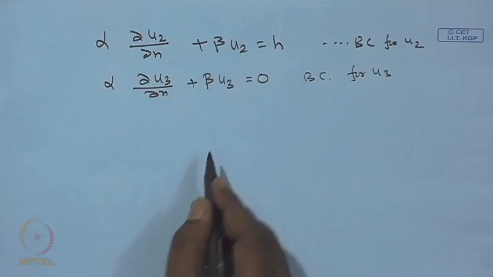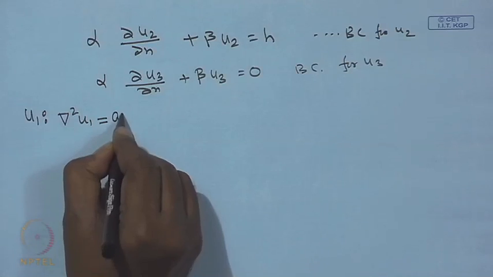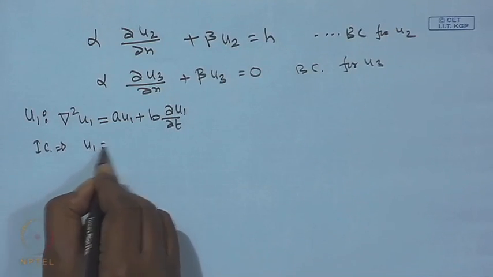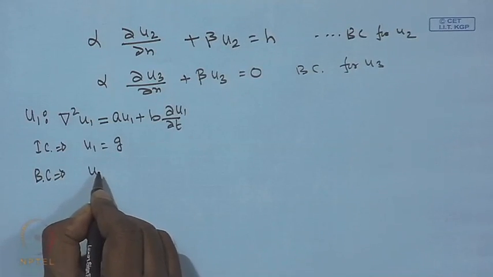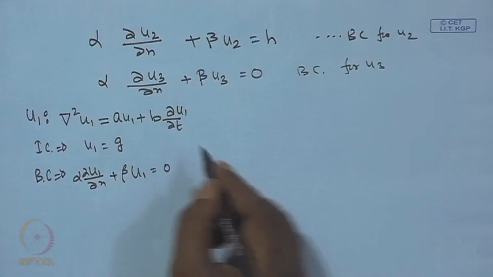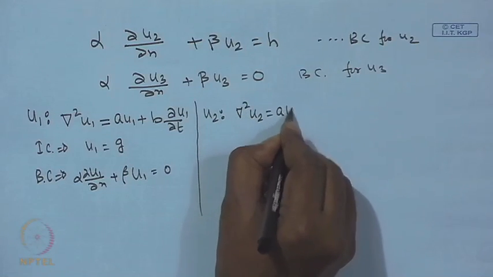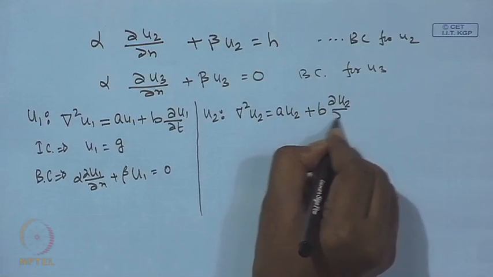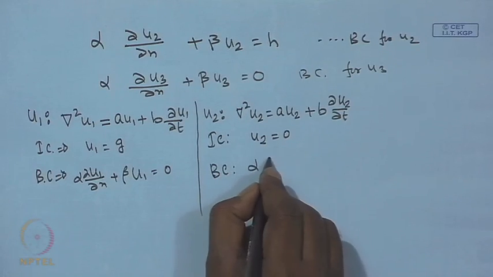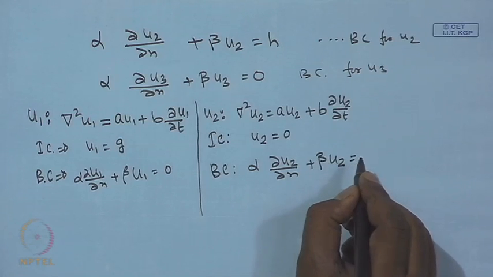So, if we look into the three sub problems, now u 1 is having a governing equation grad square u 1 is equal to a u 1 plus b del u 1 del t. The initial condition is u 1 is equal to g, boundary condition is alpha del u 1 del n plus beta u 1 is equal to 0. This is for u 1. For u 2, grad square u 2 is equal to a u 2 plus b del u 2 del t, and initial condition is u 2 is equal to 0 and boundary condition is alpha del u 2 del n plus beta u 2 is equal to h.